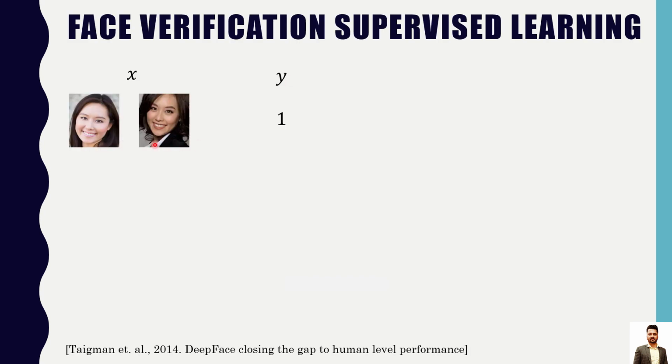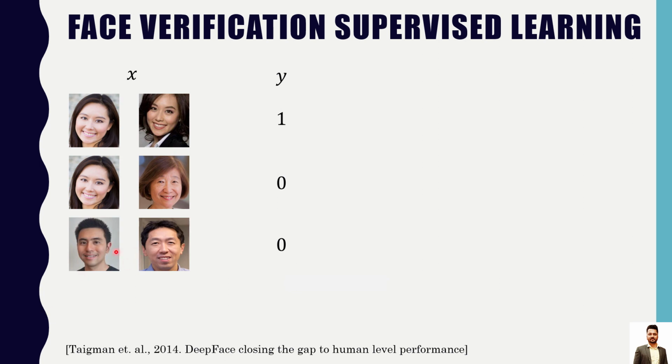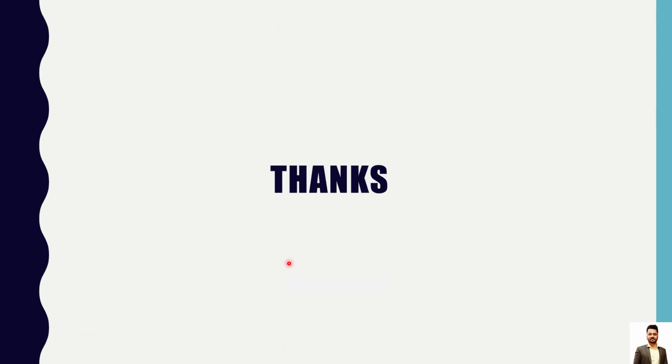So these two images are of the same person, so it is 1, it is matching. And these two faces are of different people, so the face verification gives 0. For this one again it is not matching, so the face verification system will give an output of 0, and here it will give 1 because the faces are matching. I hope all the concepts regarding face verification discussed in this video are clear. Thank you.